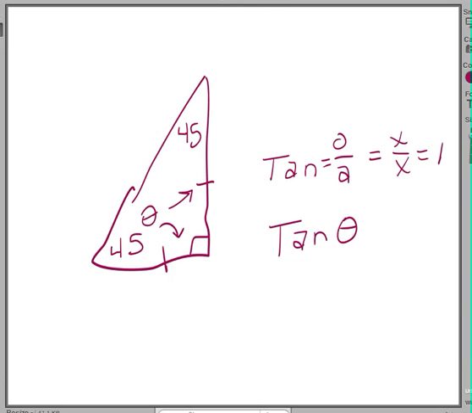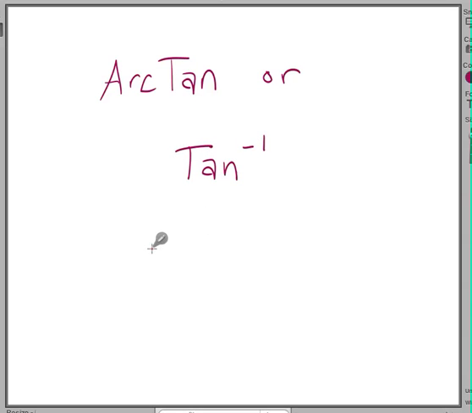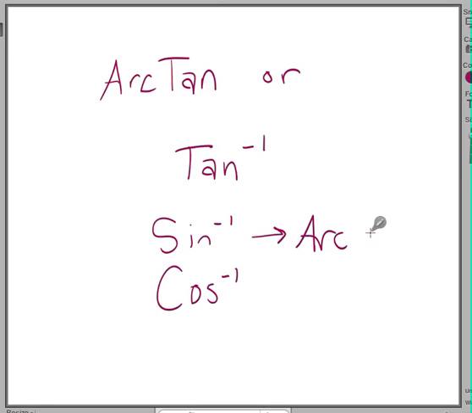Okay, so where does that leave us with inverse trig functions? Well, inverse trig functions, as you saw in the Mathematica screen, are written as arctangent, or sometimes you see them as tangent inverse. Okay, and this could also be sine inverse, cosine inverse, and that is the same as arc sine, and this is the same, of course, as arc cosine. I don't really care which one you use.